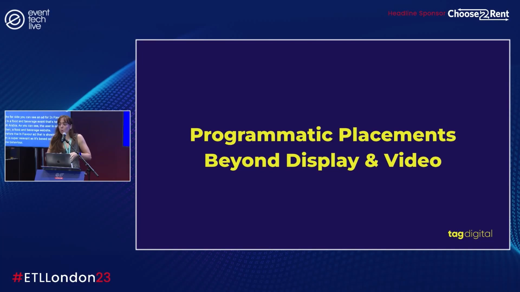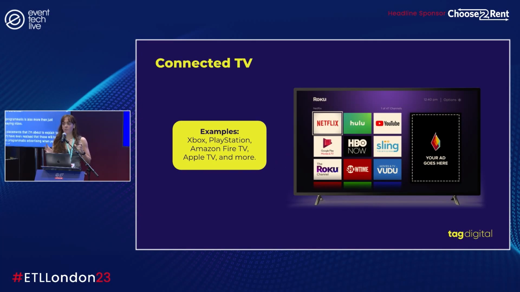But programmatic is also more than just display and video. The placements that I'm about to explain to you, you won't have even realised were programmatic advertising when you've looked or listened to them. First up, connected TV. These ads refer to advertising content delivered to viewers through internet-connected smart TVs or your streaming devices. Connected TV ads enable advertisers to reach their target audience in a more targeted and personalised manner while they're consuming content on streaming platforms or on apps or other digital channels.